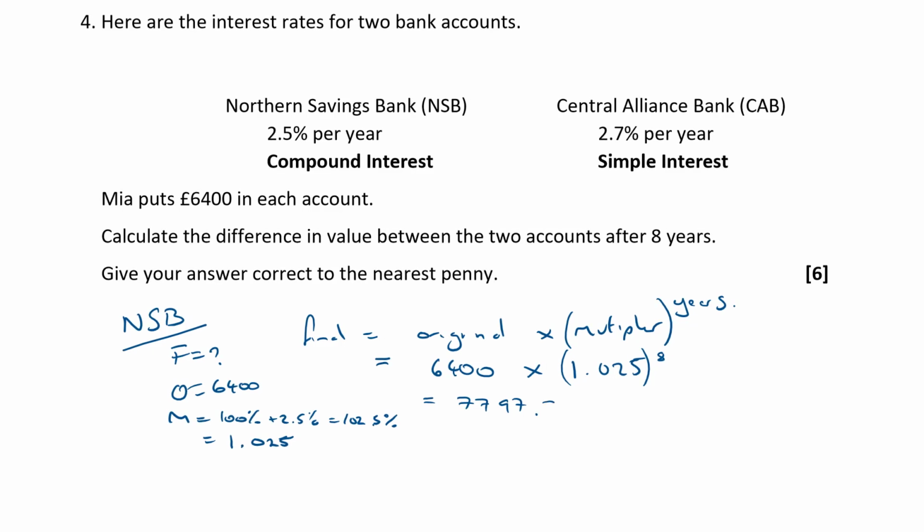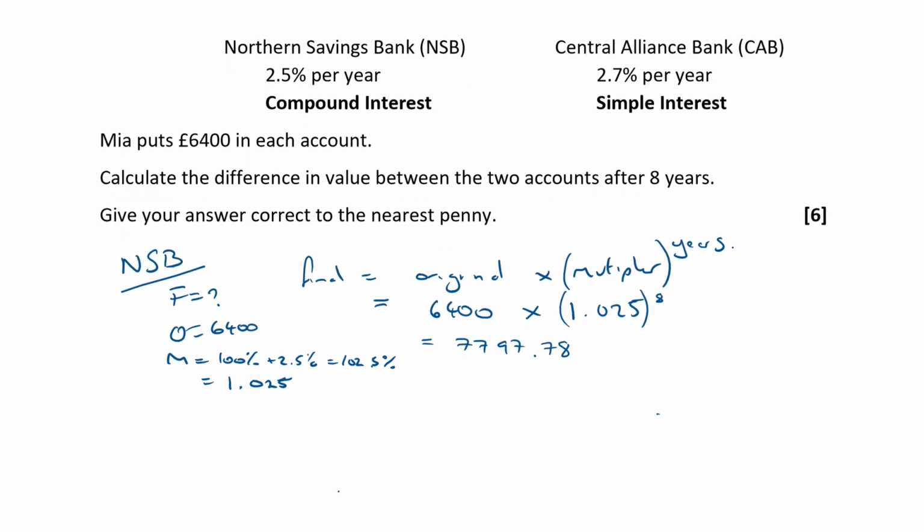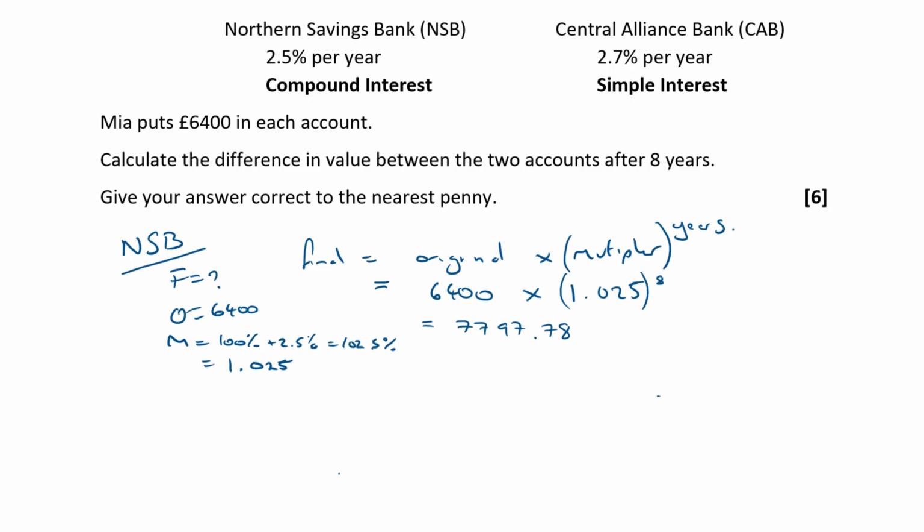7797.78. Okay. Now for the other bank account, that was CAB. Let's just scroll up a bit, give myself a bit more space. So let's work out the second bank now, CAB Bank.